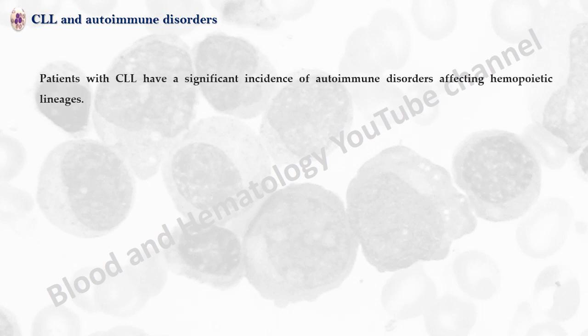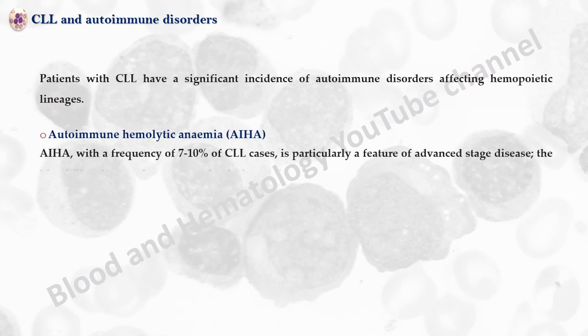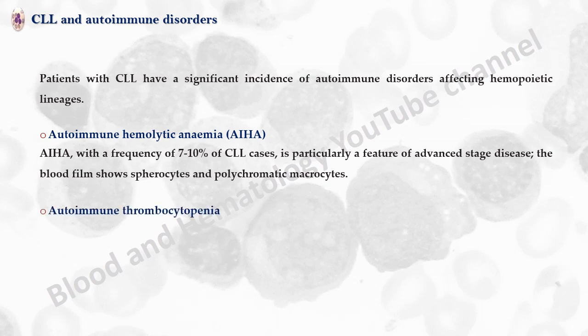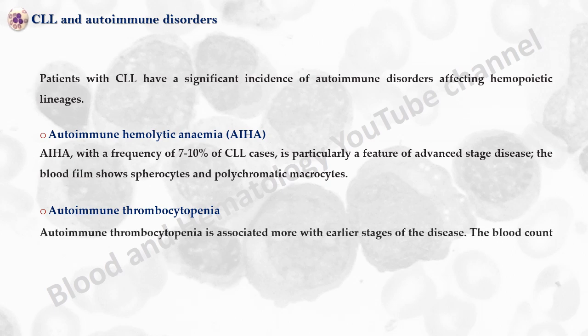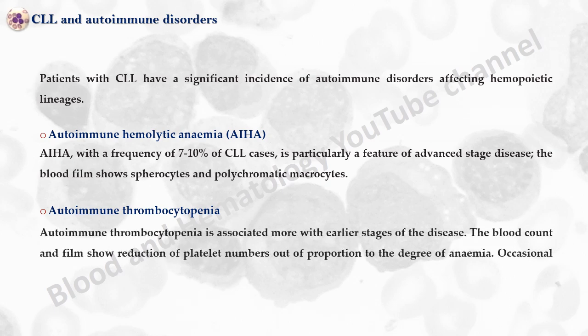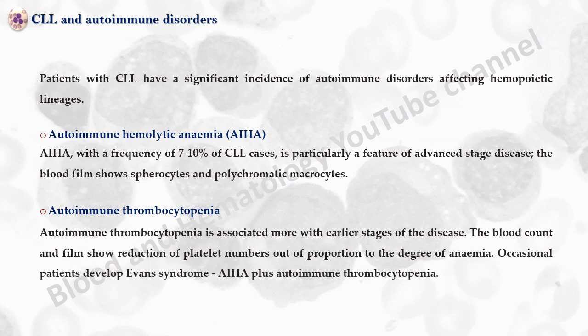Patients with CLL have a significant incidence of autoimmune disorders affecting hemopoietic lineages. Autoimmune hemolytic anemia, with a frequency of 7 to 10% of CLL cases, is particularly a feature of advanced stage disease. The blood film shows spherocytes and polychromatic macrocytes. Autoimmune thrombocytopenia is associated more with earlier stages of the disease. The blood count and film show reduction of platelet numbers out of proportion to the degree of anemia. Occasional patients develop Evans syndrome, autoimmune hemolytic anemia plus autoimmune thrombocytopenia.